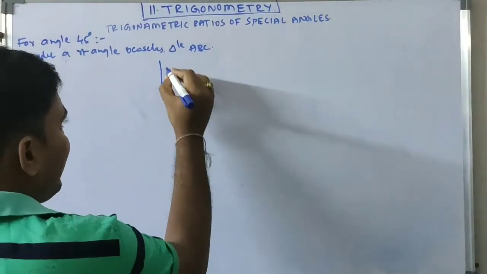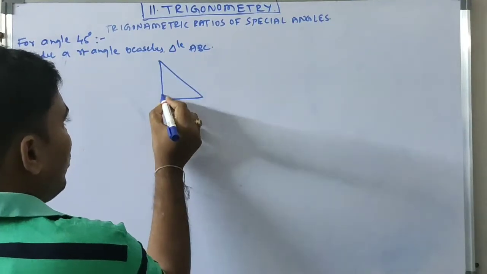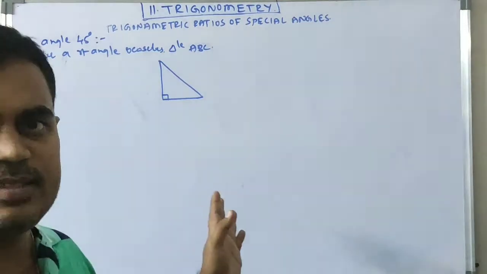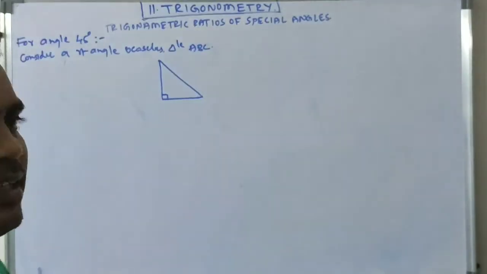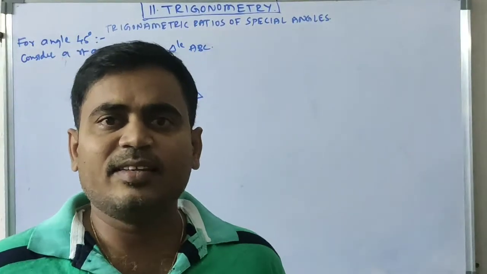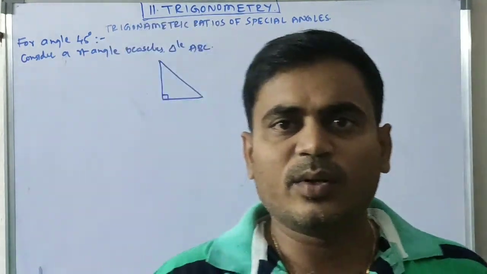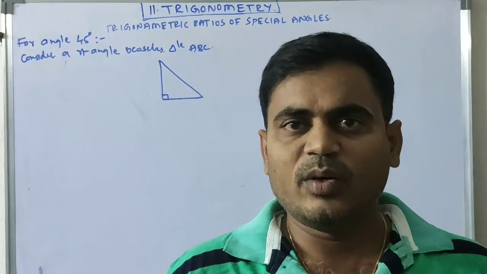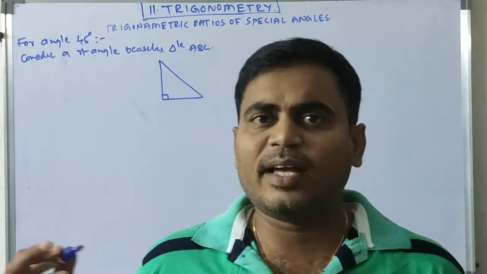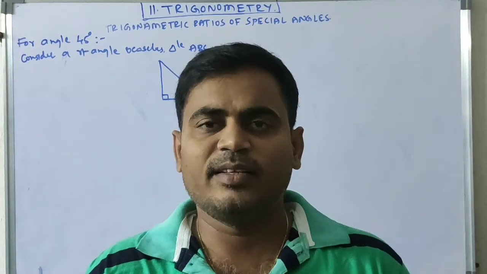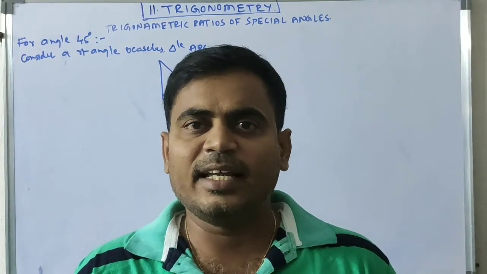So why are we taking a right angle isosceles triangle? In a right angle triangle, one of the angles is 90 degrees. We need 45 degrees. The sum of the three angles of a triangle is 180. 180 minus 90 equals 90 degrees. So in 90 degrees, if one of the angles is 45, then automatically the remaining angle is also 45 degrees. That's why we are taking a right angle isosceles triangle.